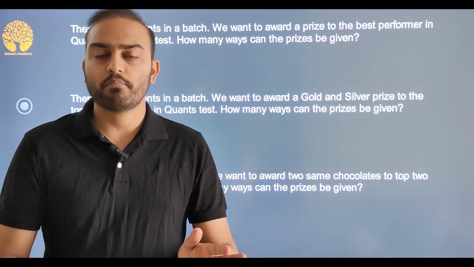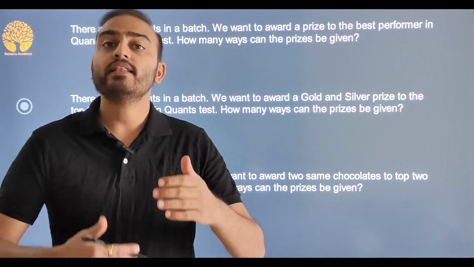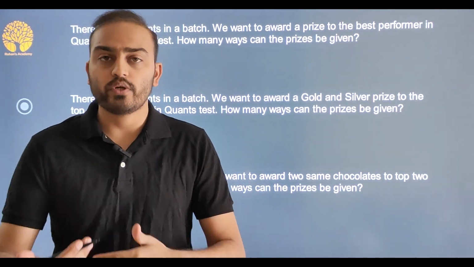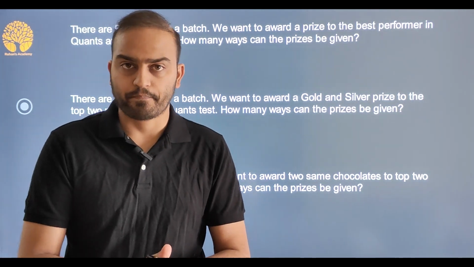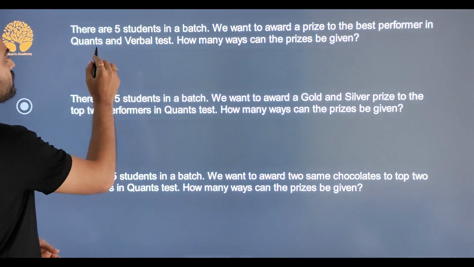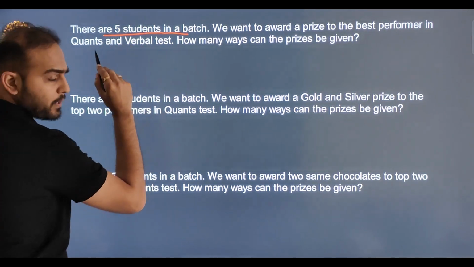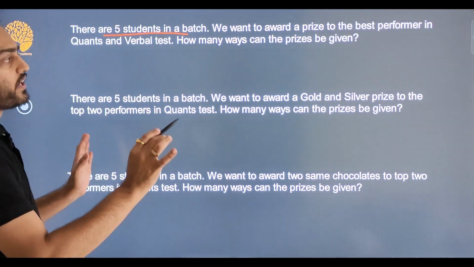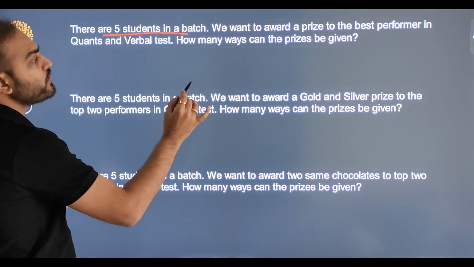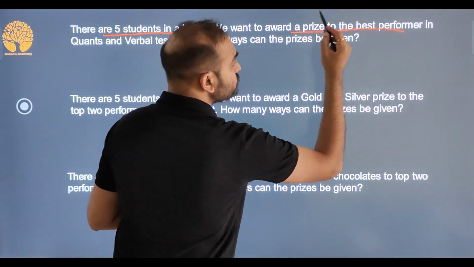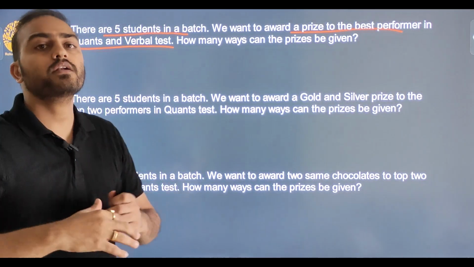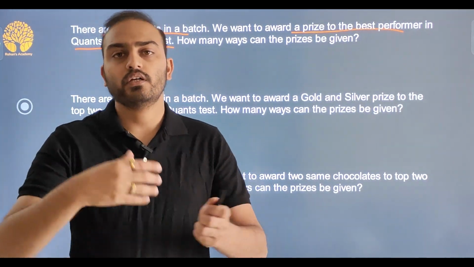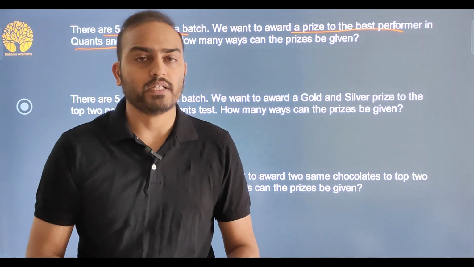Let's look at 3 different questions that will help us decide when to use counting, permutation and combination, and understand the difference between the 3. There are 5 students in a batch. We want to award a prize to the best performer in the quant and verbal test. So we are going to conduct 2 tests for those 5 students, one quant test, one verbal test.